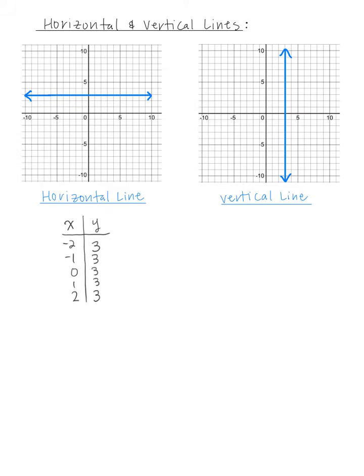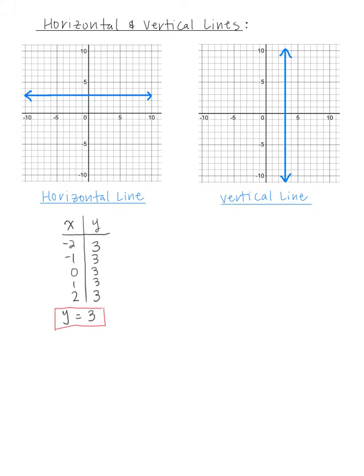So how do you write that? Well, the only choice we have is y equals 3. Notice that the equation does not depend on x, because x doesn't matter. x can be anything, but the y value must remain 3. So if you're given a horizontal line, the equation of the horizontal line is always going to start with y equals the y-intercept value. In this case, our y-intercept was 3.